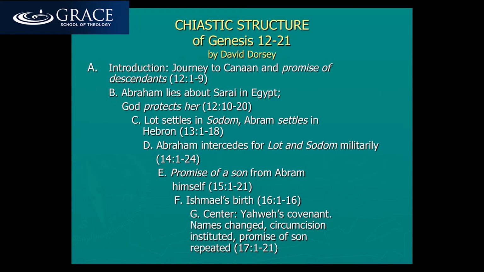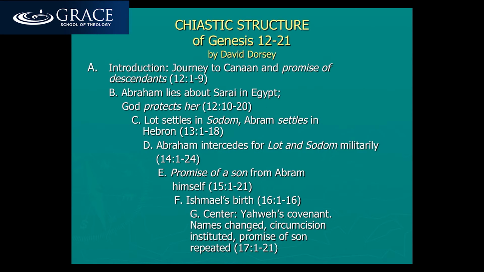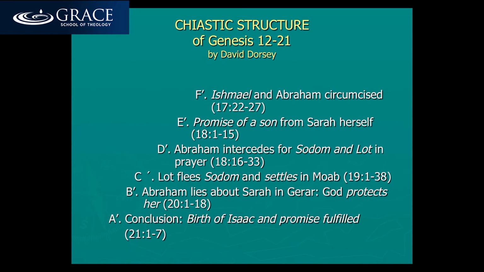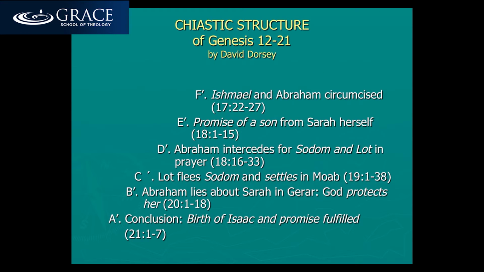If we look at Genesis 12 to 21, David Dorsey has an entire book on structuralism in the Old Testament. You'll notice how he puts that together, and he would suggest that we go A, B, C, D, E, F, Ishmael's birth, but then Ishmael and Abraham circumcised, we go back out to the birth of Isaac and the promise fulfilled. So we start with the promise of descendants, we end with the birth of Isaac and the promise fulfilled. We start with the promises there, and we see how it works itself out, and finally with Ishmael's birth, we end with the conclusion of the birth of Isaac and the promise fulfilled.